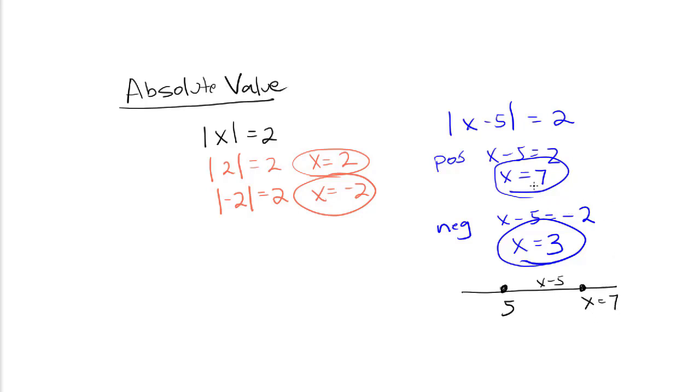But also 2 in this direction, which would be 3. That's also a distance of 2 from 5. And in that case, I might get a negative result, but the absolute value of x minus 5 makes it a positive distance, and x equals 3 is also a solution. Note, I have the same solution points, but I'm interpreting my absolute value equation as a distance here. It's a distance that's 2 away from 5.